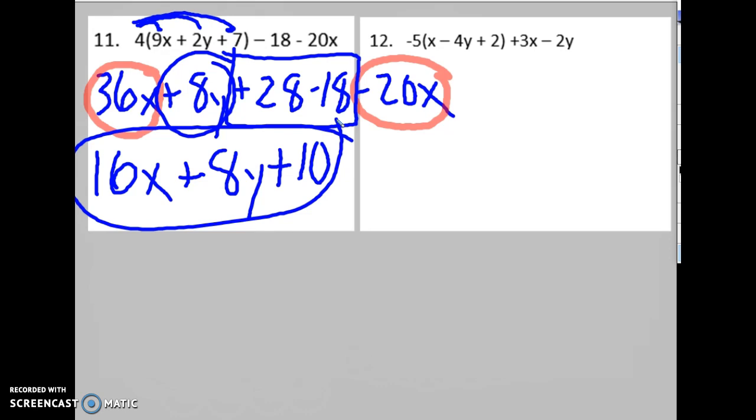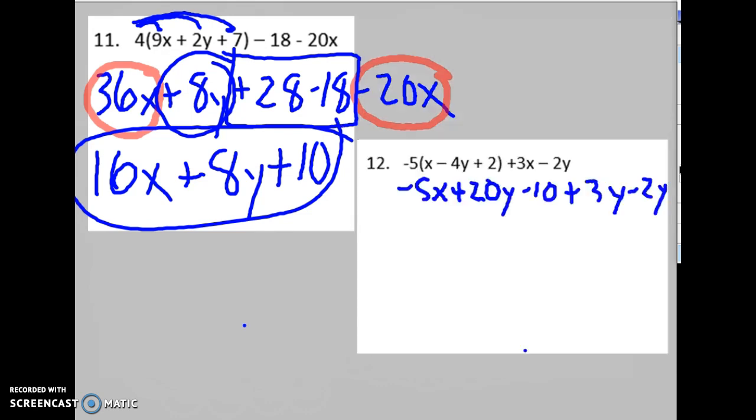I would like for you to pause right now, try problem number 12 on your own, and then hit play and double check. So I've gone ahead and done the distributive property, and then the last part I want to do together is combine our like terms.